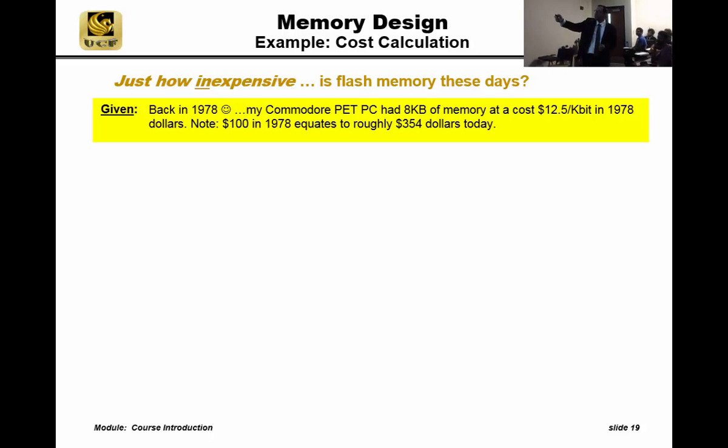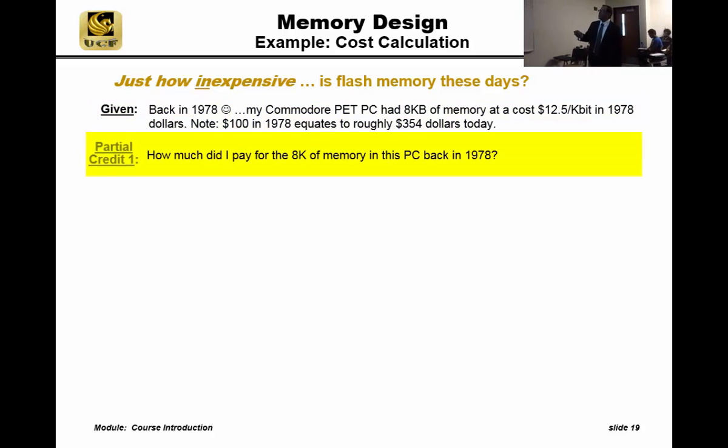They had an 8K model, and this is not 8 gig, okay? This is 8K main memory, and they had a 4K version. The 4K version of the machine was about $400, and the 8K version was about twice the price, $795, I think. So the question is how much did I pay for 8K of memory in this PC back in 1978.